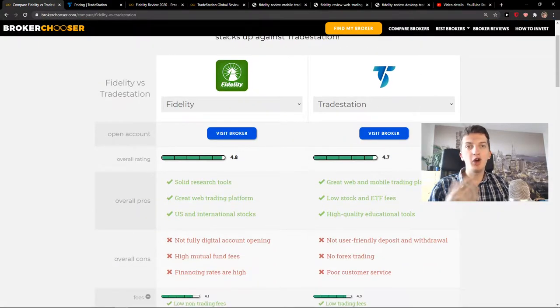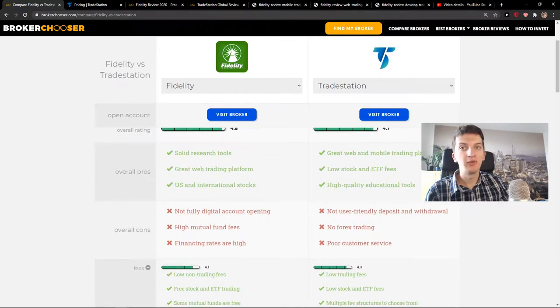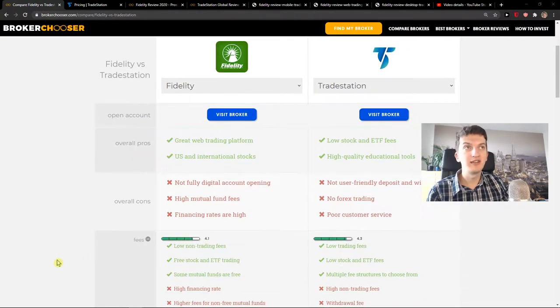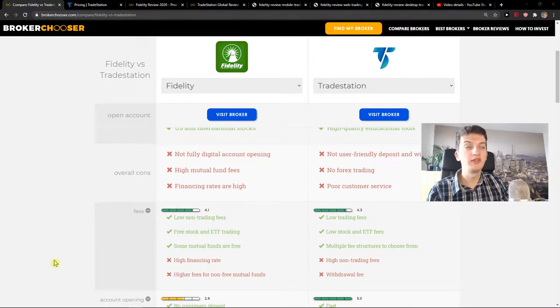Now, about the options fees, TradeStation has 0.6 and Fidelity has 0.65 per contract. What I would recommend is that if you want to actually buy options, go with Robinhood because you're not going to pay any fee at all. And that's huge. Now, what I also like about Fidelity is that they offer an individual retirement account. So if you want to go through the employer, you can choose Fidelity. And that's also good.